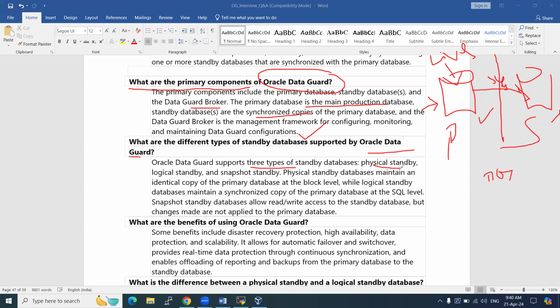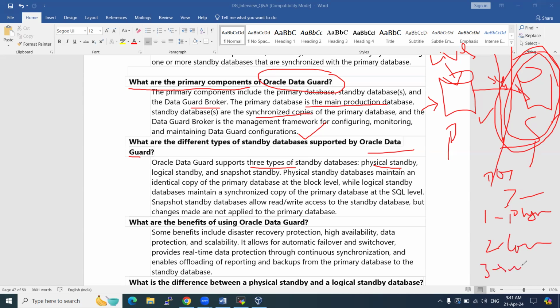First one is physical standby database. They're asking how many types of standby we can configure. We can do it in three types: first is physical standby, second is logical standby, third is snapshot standby. So in this architecture, we can use physical standby, logical standby, or snapshot standby, these three modes of the standby. That is the question's intention.